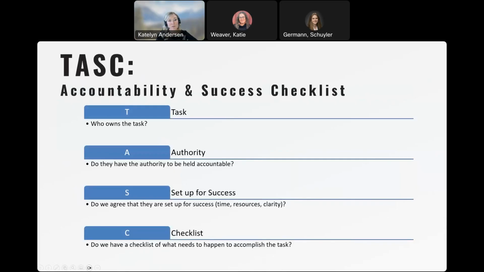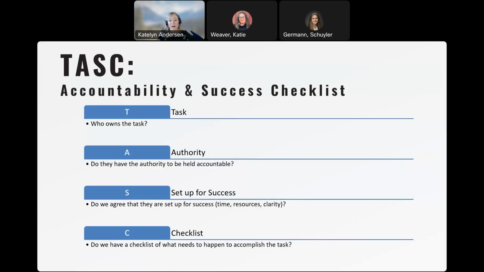She goes into using a checklist, and I have two different checklists that you could use. She uses a task approach for that accountability and success checklist. What is the task? Who owns it? The authority: do I have the authority to be held accountable? Or do we need to rope in another leader or another supervisor to help create that accountability?